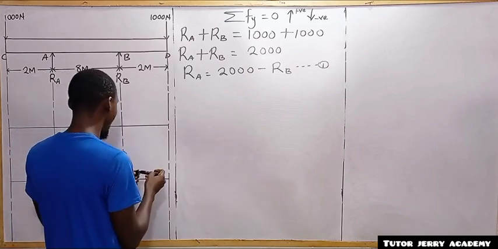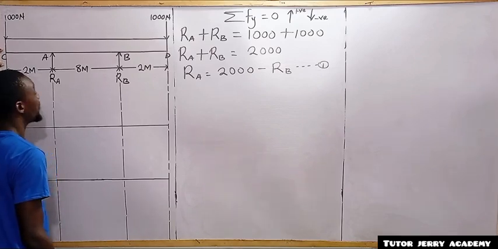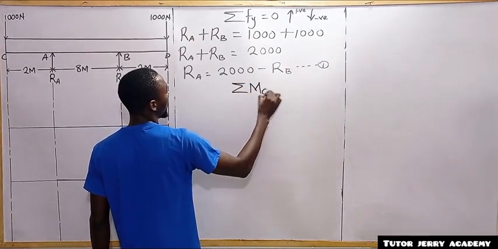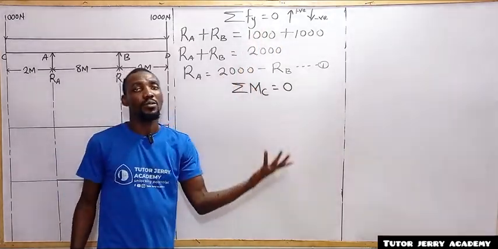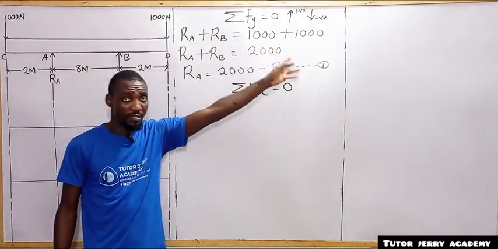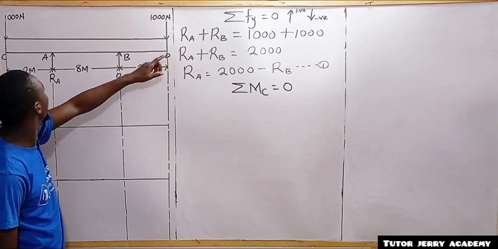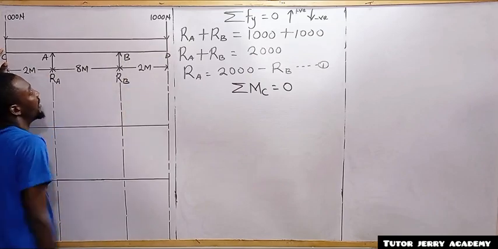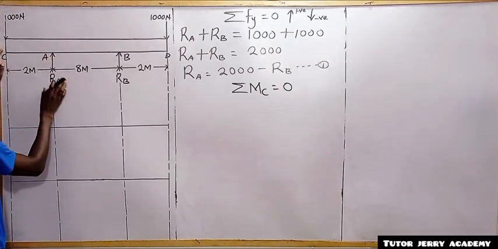All right, the next thing we are going to do is take the summation of moments about point C. The sum of moments about point C should be equal to 0. If we take our upward force to be positive, the moment produced by our upward force will also be positive. Our downward force is negative, so the moment produced by our downward force will also be negative. Let's start with RA. RA is an upward force, so the moment produced by this upward force will be positive.